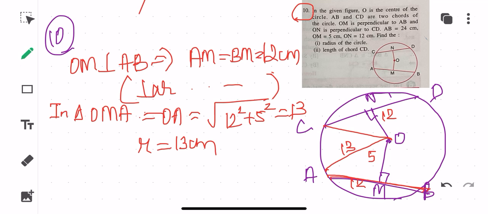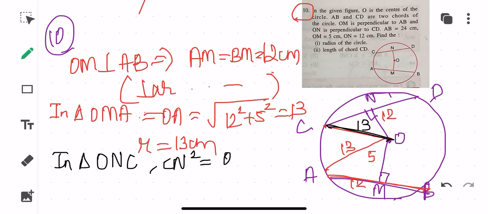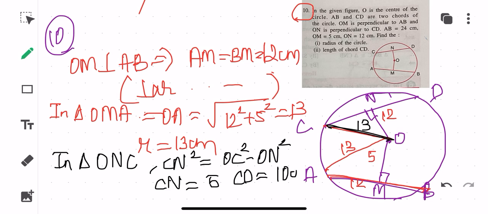Okay, and then next thing that is there is you will be looking into the second sub question, length of chord CD. Now once you are getting that the radius is equal to 13 centimeter, means what children, even this is coming out to be 13 centimeter, and then you will be moving to which triangle? You will be moving to triangle ONC. So in ONC you will be writing that CN square will be equal to OC square minus ON square. Okay, you just have to use Pythagoras theorem, then you will be getting the value of CN is equal to 5, and then CD will be equal to 2 times of CN, so this will be coming out to be 10 centimeter.